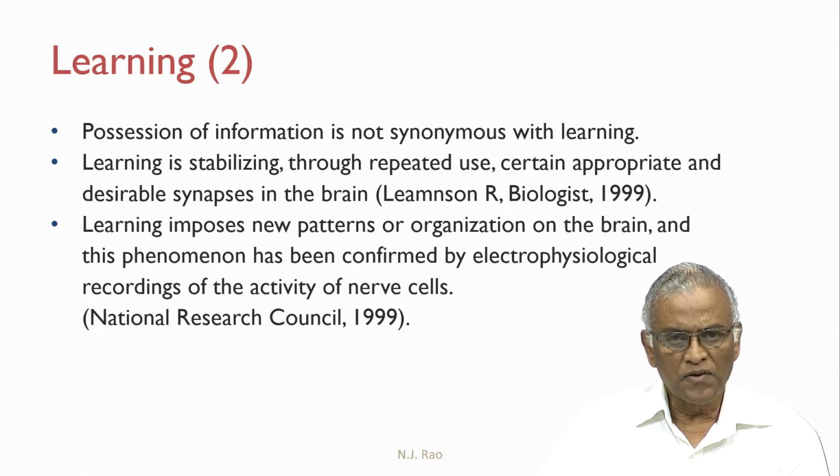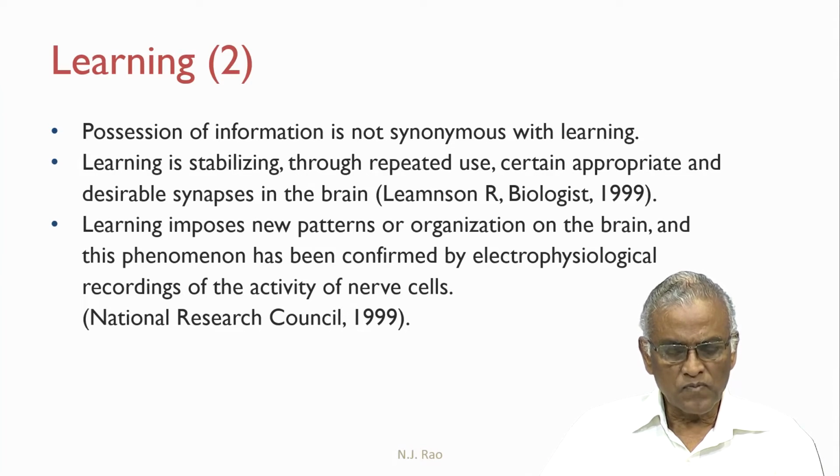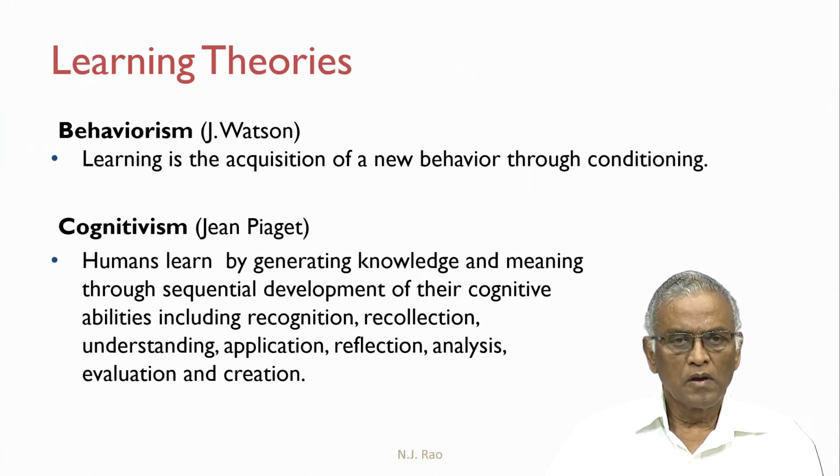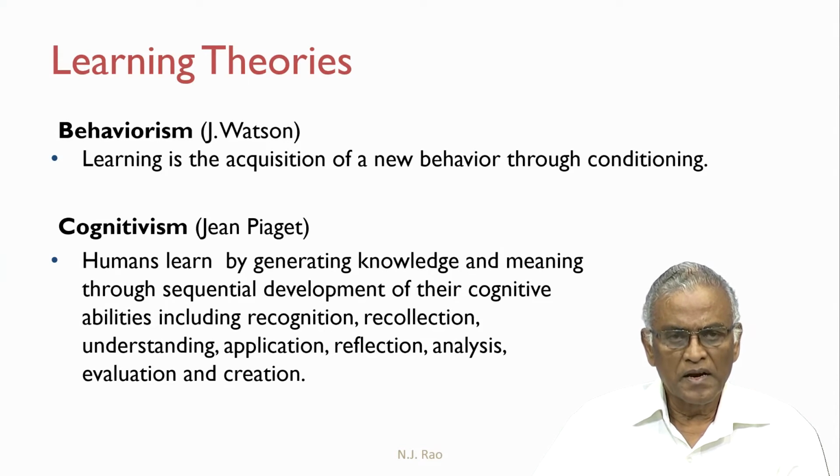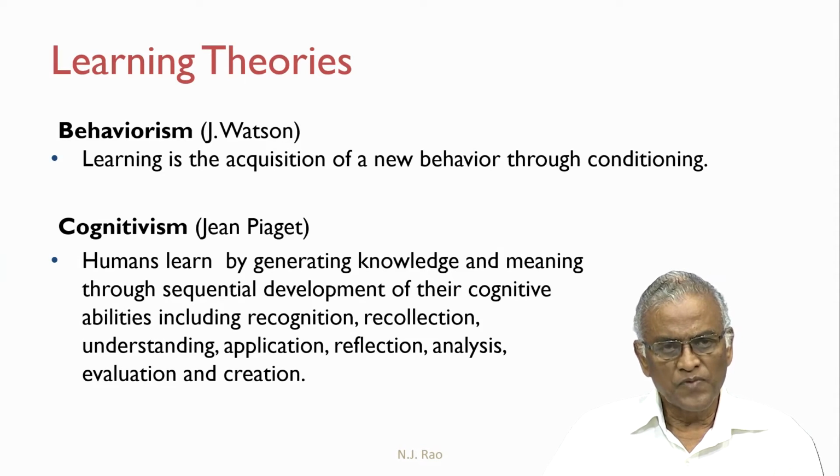Now, another way of looking at it, again from neuroscience: learning imposes new patterns of organization in the brain, and this phenomenon has been confirmed by electrophysiological recordings of the activity of nerve cells. So, what was observed is that as you keep learning, new patterns of organization in the brain are observed through available experimental methods. Now, there are a whole bunch of learning theories, and still newer theories are coming into vogue.